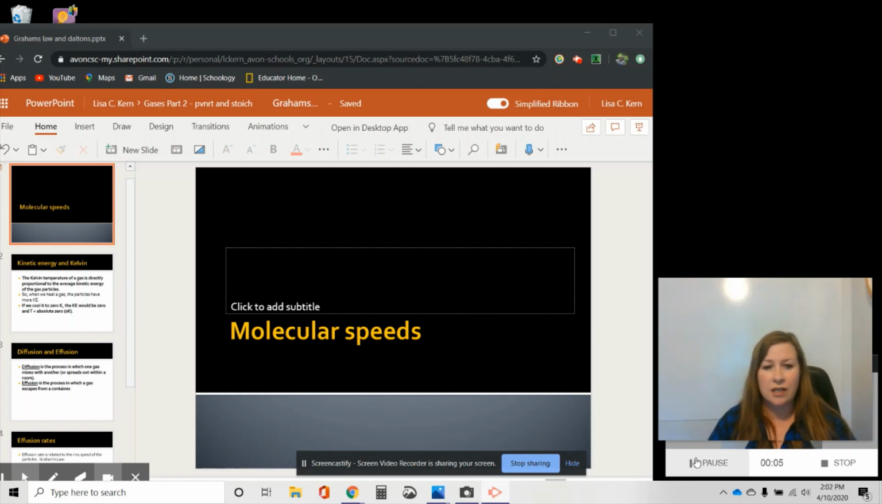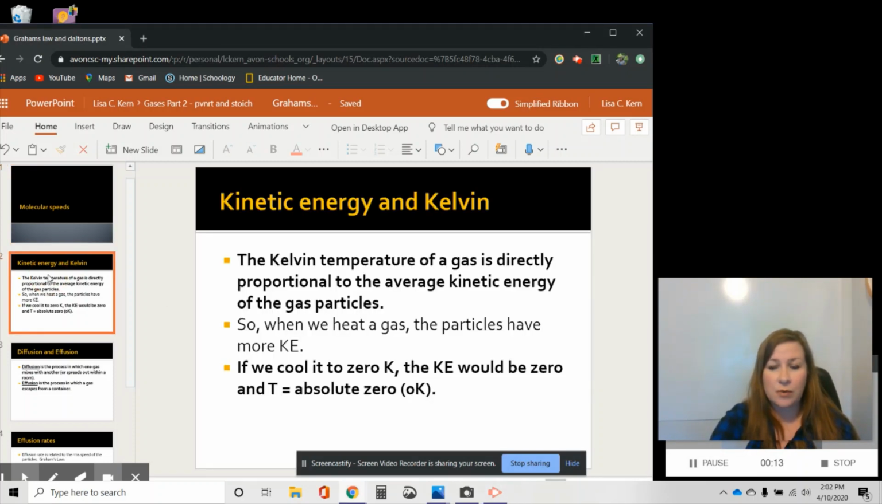Okay, so we're going to talk a little bit about how molecules move and how fast they move and all of that. So we talked about the fact that we have to use the Kelvin scale when we're talking about temperatures, and I wanted to discuss why that is. The reason is because the Kelvin temperature system is directly proportional to the average kinetic energy of a gas particle. So when we heat a gas, the particles have more kinetic energy. Well, you already knew that when you heat something up, its particles move faster. But I want to talk about where the Kelvin scale comes from.